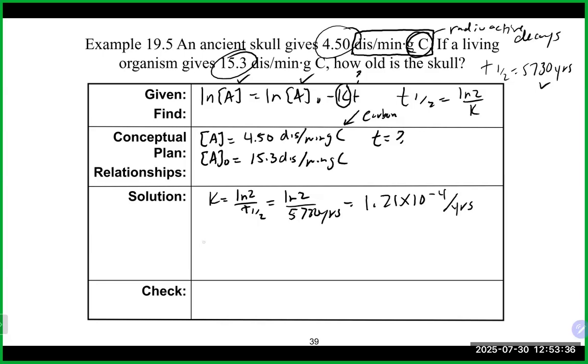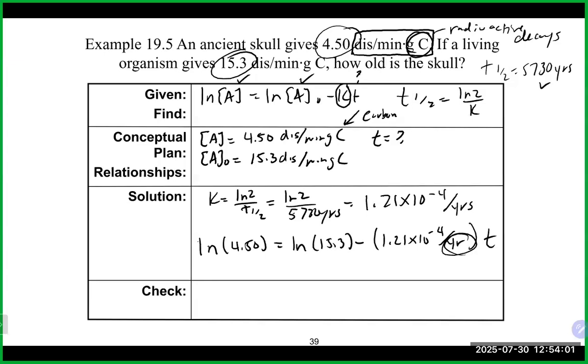Now we can put into our equation natural log of our final, which is 4.5, equals natural log of our initial, which is 15.3, minus our decay constant we just calculated, times t. And we are going to solve for time here. In this case, it is going to end up in units of years, as that is what our decay constant's in. So natural log of 4.5 minus the natural log of 15.3, that's going to give me negative 1.2237 equals minus 1.21 times 10 to the minus 4 years and time.